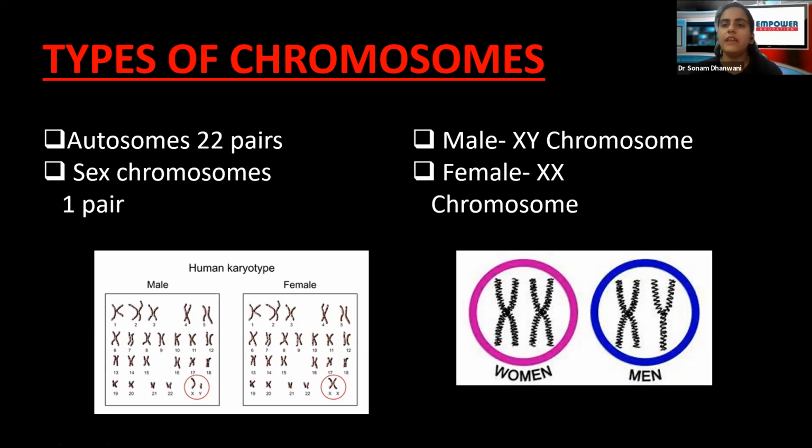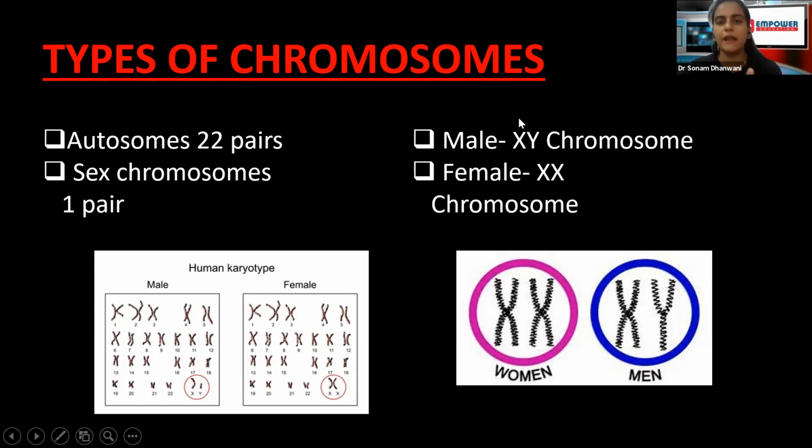So we know that we have 23 pairs of chromosomes, right? Now in those 23 pairs, there are 22 pairs which are known as autosomes, and one last pair is known as the sex chromosomes. Okay, so here you see 1, 2, 3, 4, 5, 6, 7. So up to 22, they are autosomes, and this last pair is known as the sex chromosome. In the sex chromosome, the male's 23rd chromosome comes in the form of X and Y.